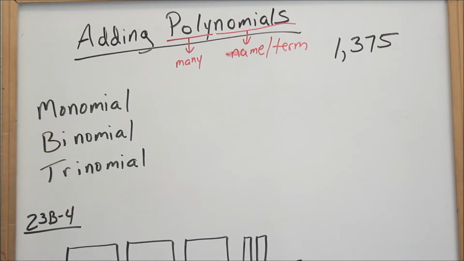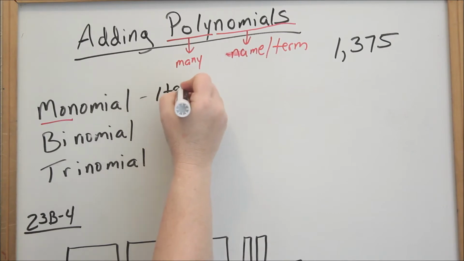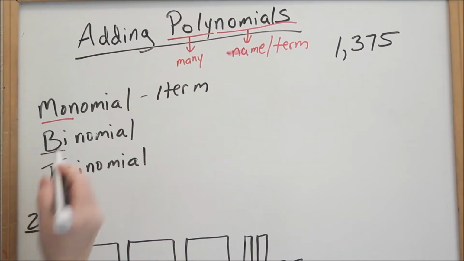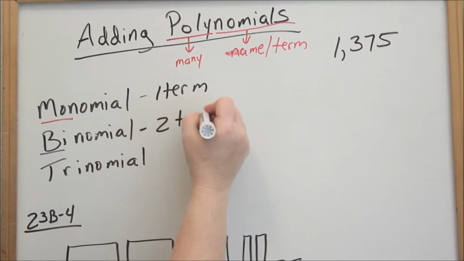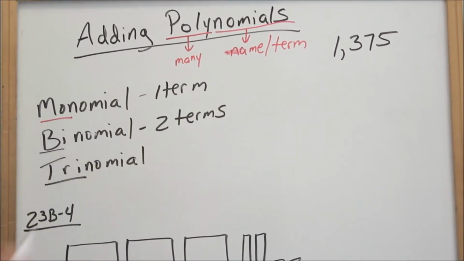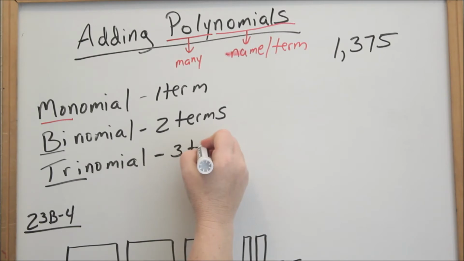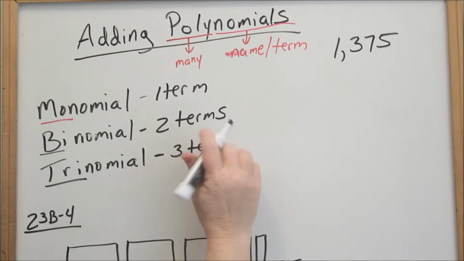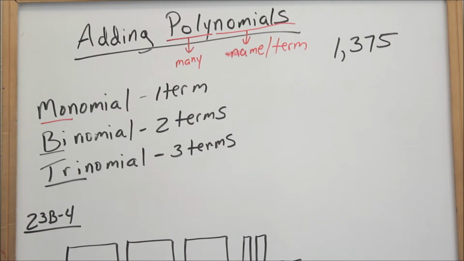So, monomial, the prefix mono, that is one term. Bi, if you're on a bicycle, two wheels, so two terms. Tricycle, three wheels. Triangle, three sides, three angles, so three terms. Okay, what does a term look like?